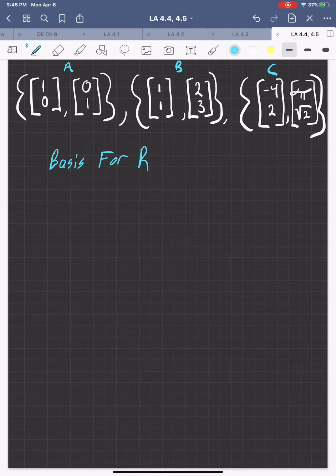For R2. Notice what I just said. I said each A, B, C. Each of these is a basis for R2.